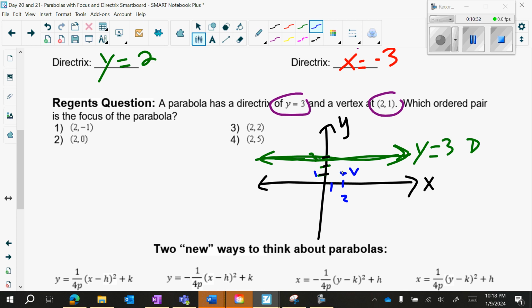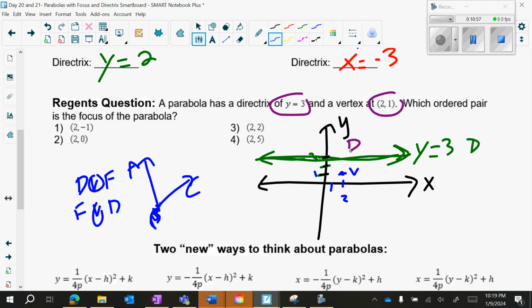Now you have to figure out where the focus is going to lie. Remember, it's always DVF or FVD. The vertex is always in the middle. Just like when you did geometry, the vertex of an angle was always in the middle. If you did ABC, it was angle B in the middle. Same, the vertex is always in the middle. So if this is the directrix and this is the vertex, then the focus has to be on the other side, under the vertex.